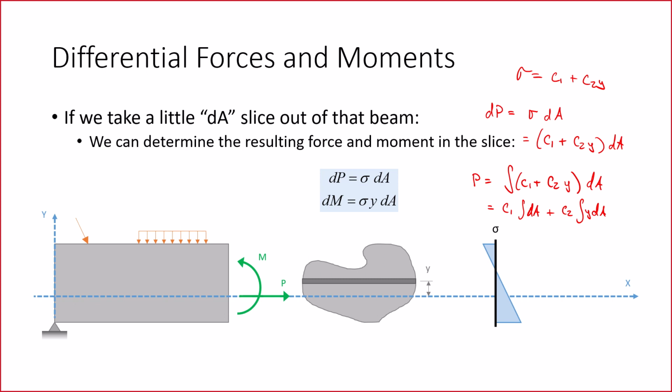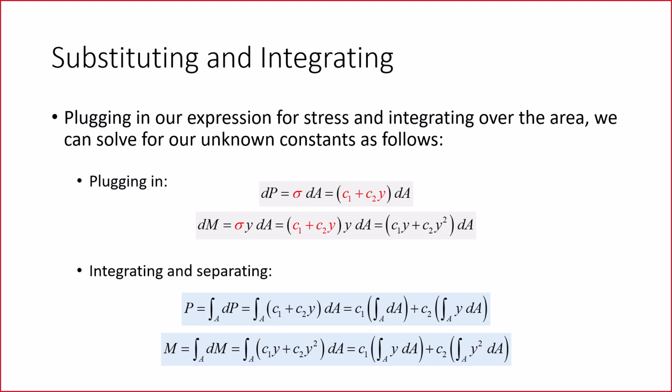So that's what I'm doing here in this next slide. If I want dP, I'm going to substitute this sigma in, and then just integrate, split it up a little bit. Same thing with the moment. Plug in the sigma, factor it out, split it up a little bit. Okay, so I know there's a lot going on this slide, but that's really all I'm doing. It's nothing very complicated. Okay?